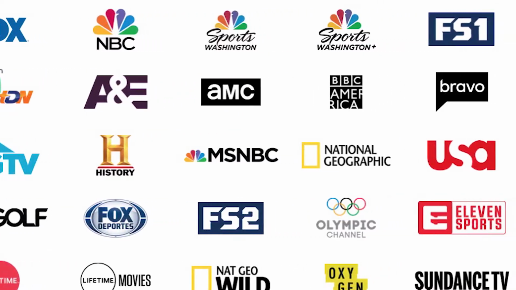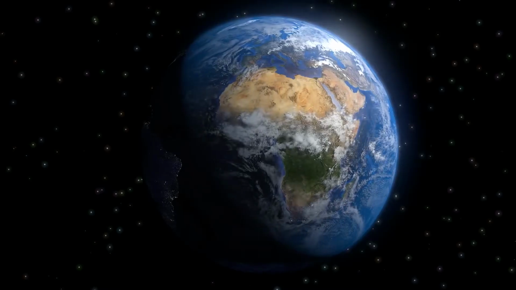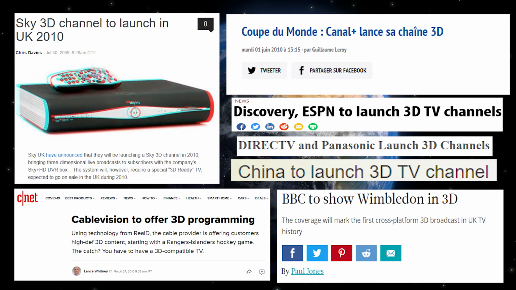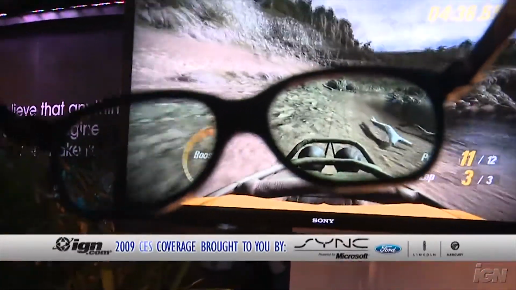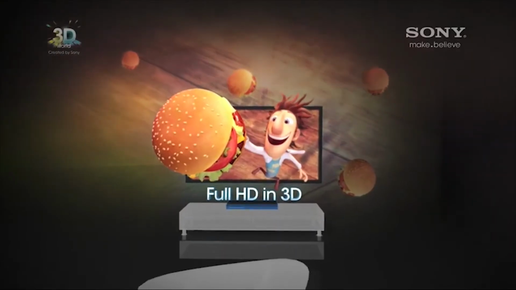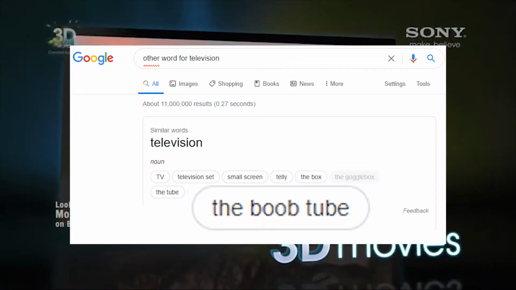TV broadcasters seemed to be on board as well. Many of the biggest ones around the world like Sky, Canal, Cablevision, BBC, and more added 3D channels to their lineup at the time. These TVs mostly all used the same polarized 3D system that theaters use. However, the tech had a few drawbacks when used on the old boob tube.